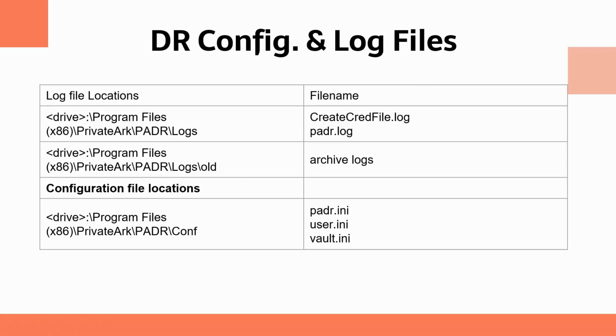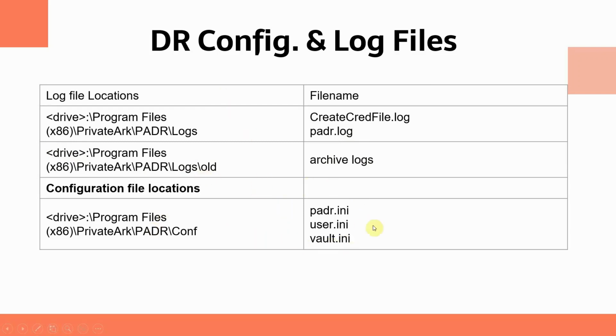Why your DR service is not running, what the issue is. And you have the archive logs, meaning all the logs you can also check. So this is the path, and it will be your installation directory, wherever you installed it, on the C drive, D drive, or E drive. So there only you will see this.